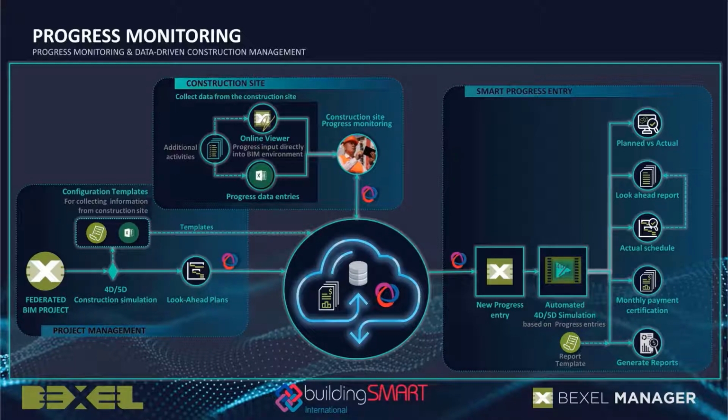The user is able to export monthly payment certificates automatically, and is able to generate reports which will cover all basic KPIs of the project. And of course, based on this updated actual schedule, the planner is able to create look-ahead plans for the next period. So based on the actual data on site, you are able to generate future look-ahead reports and to send them again to the construction site for the next tracking period.